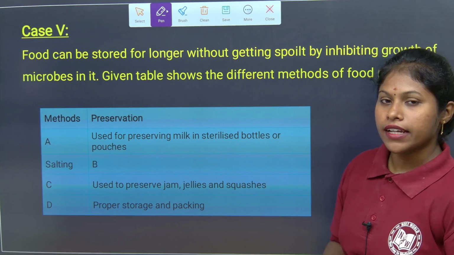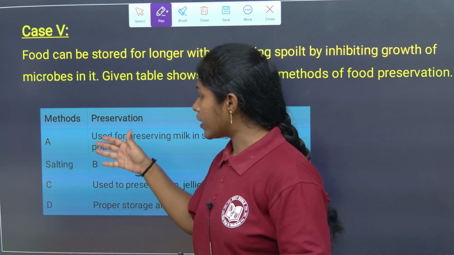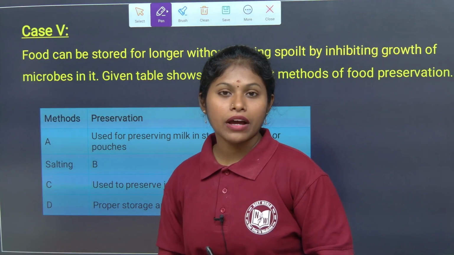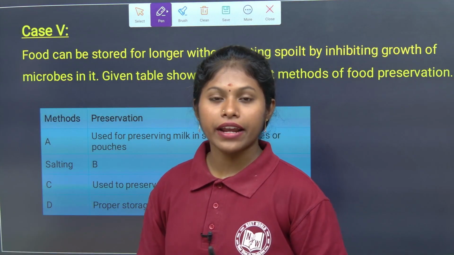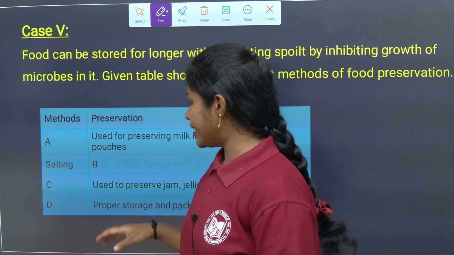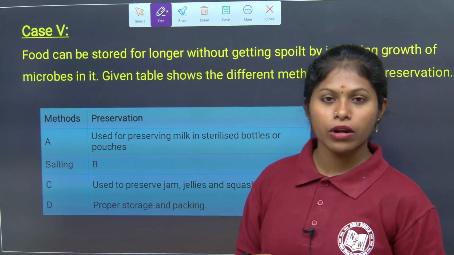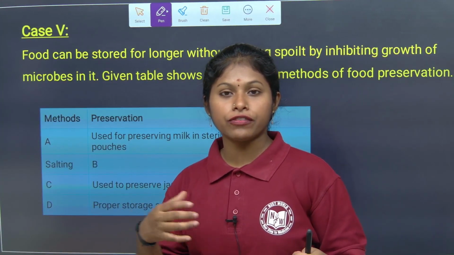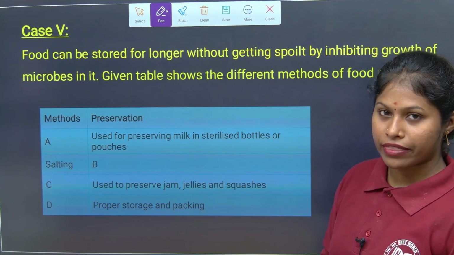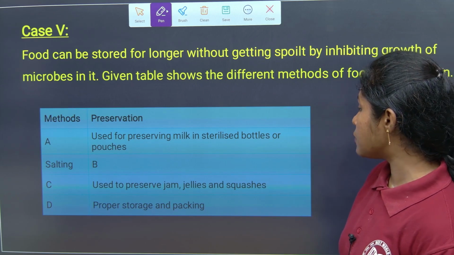Coming to salting. Next, the method is given, but the preservation is not given. For what purpose do we use salting, children? The excess use of salt, especially in meat, right? In drying of fish and meat, we use salting, and it will also dry under the sun. Thereby the growth of microorganisms will not occur and the shelf life of the food will be increased, right. Here the next one, C, the method is not given, but the preservation is given as a hint: used to preserve jams, jellies and squashes.